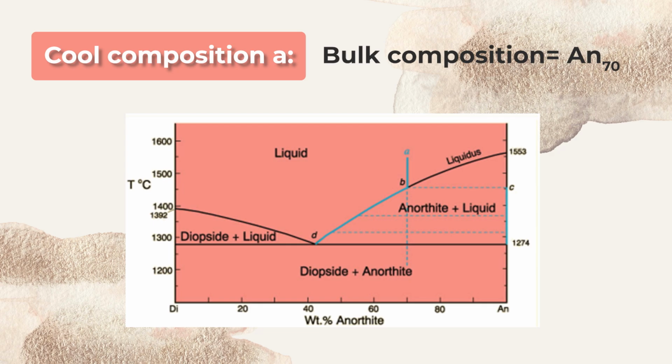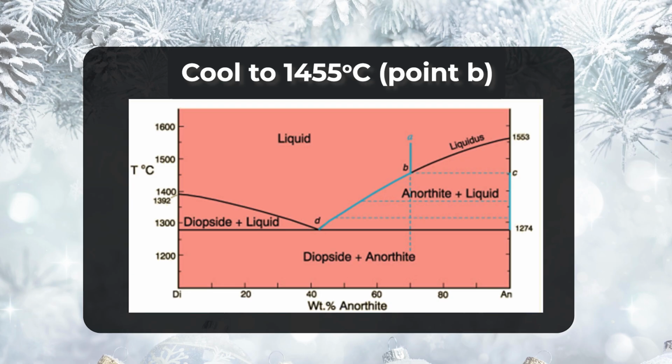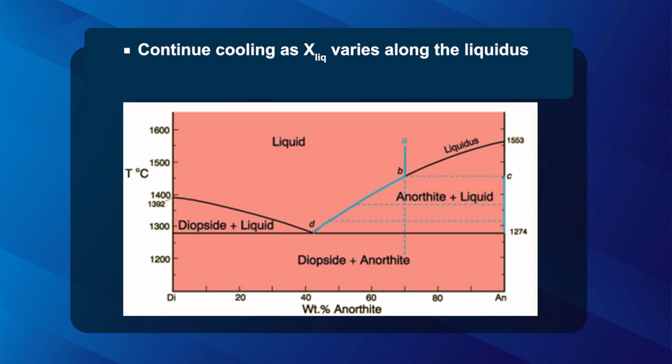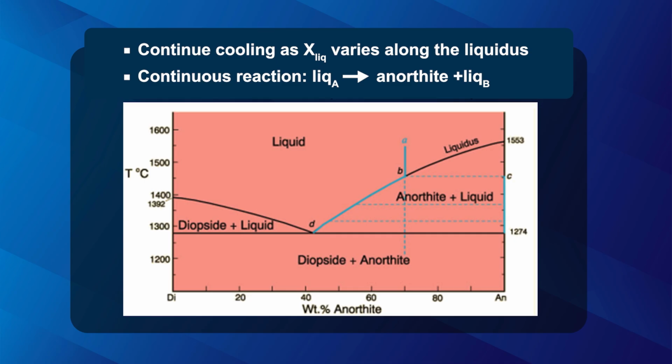Then below that, cool the temperature to 1455 degrees centigrade at point B. At point B, the temperature is further lowered down. The anorthite composition is different. Now cooling continues as the liquid composition varies along the liquidus. It's a continuous reaction. Liquid A reacts with the first crystal and anorthite plus liquid B is formed here.